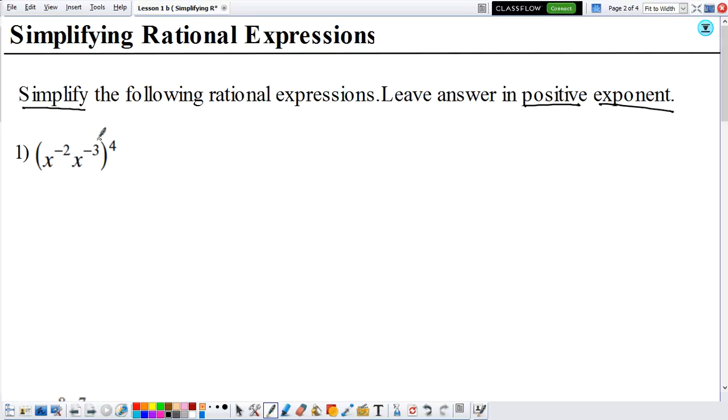Now, the rule of exponents says if you have a parenthesis and you have an exponent, this exponent needs to be distributed. You distribute this exponent, but you distribute just to the exponents. And the way that you're going to distribute it is by multiplication. So now we're going to have x negative 2 times 4, so that's negative 8, times x negative 3 times 4, so that's negative 12.